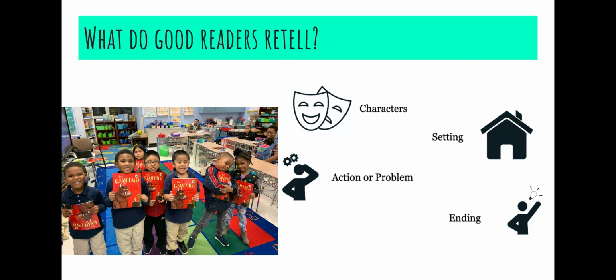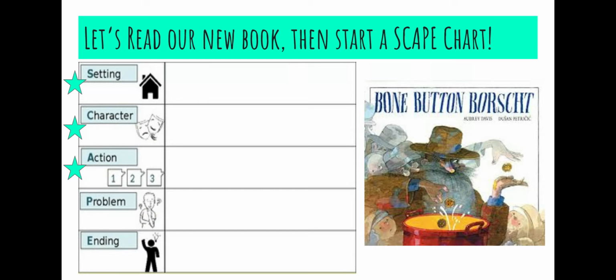Like I said, we're going to be good readers who retell today, just like these sweet, happy kids in this picture. We're going to be good readers who retell the characters, or who's in the story. We're going to retell where and when the story takes place, or the setting. We're going to pay special close attention to the actions of the characters because that will reveal the problem of the story. And finally, we'll retell the ending of our story. Today we'll read the beginning of the story and we're going to retell the setting, characters, and beginning, recording the actions of our main characters on our SCAPE chart. You are an expert at a SCAPE chart by now, so this will be a great tool to help us read and retell our story.